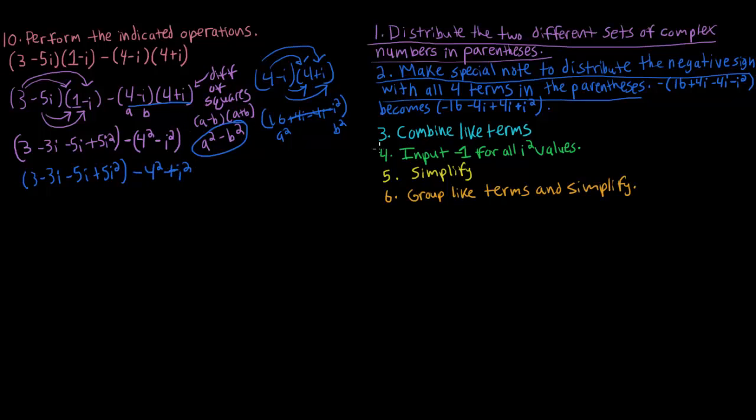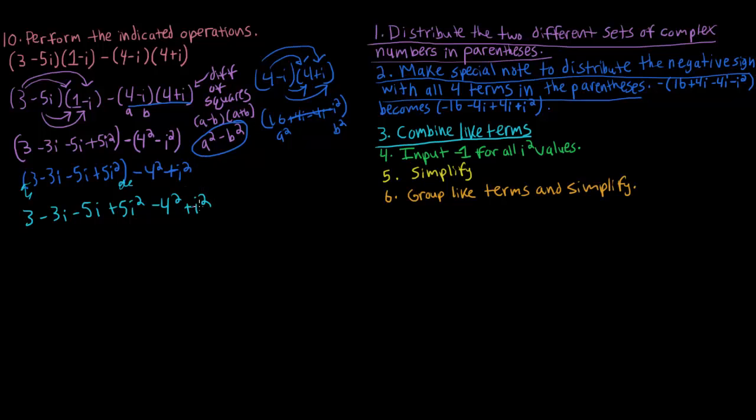Now in step 3, combine like terms. We can lift up these parentheses. We can get rid of these parentheses. So we have 3 minus 3i minus 5i plus 5i squared minus 4 squared plus i squared.